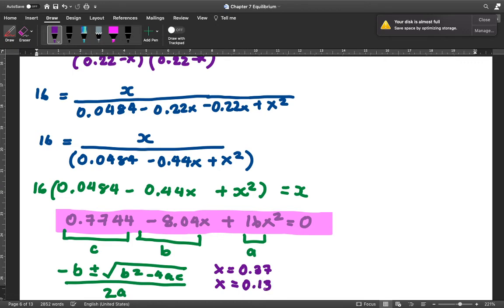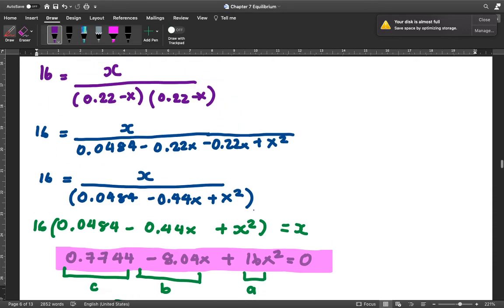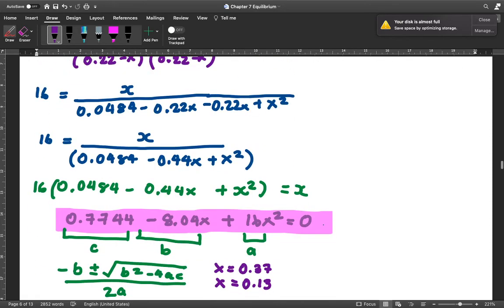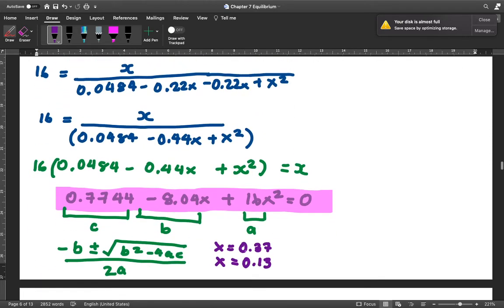Now, usually what happens with the quadratic formula is you have one number that's a positive value, and the other that's a negative value. And for us in chemistry, the negative value is usually the one that we discard. But in this case, I've got two different values that are both positive. But I really want to ask myself, do both of these values make sense? So if we take a look at our initial ice table, we know that our concentration that we started off is 0.22. So if you take a look at the numbers that we have here, I've got 0.37 and 0.13.